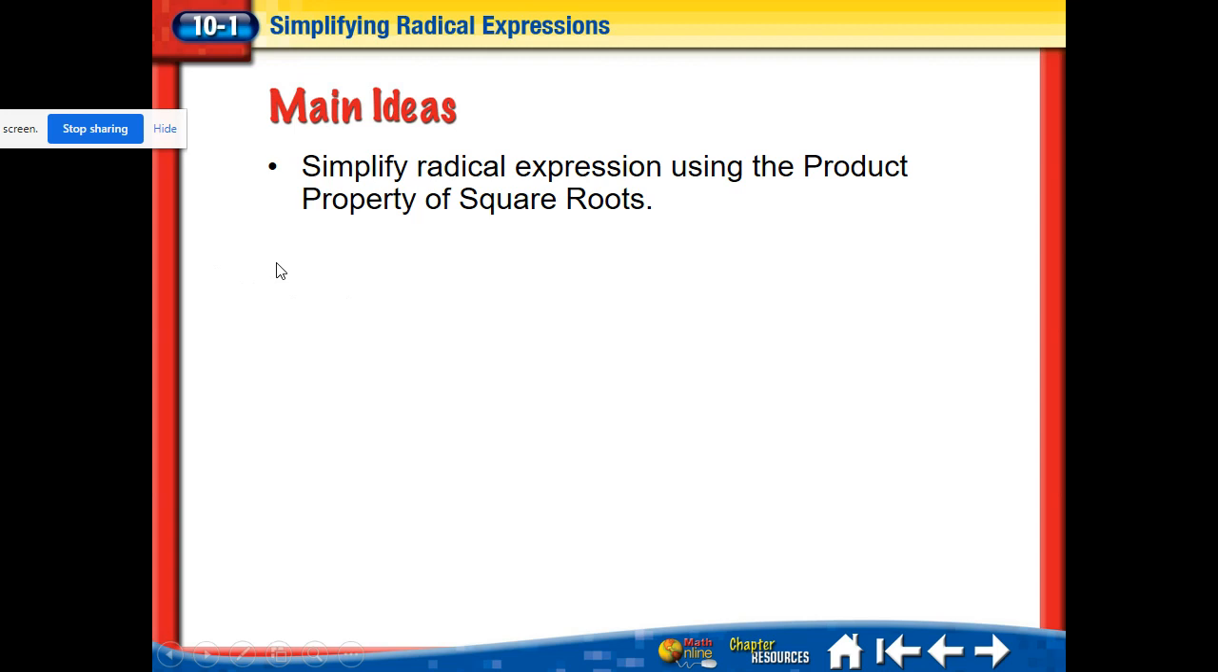Today we're going to be talking about simplifying radical expressions. As we start a new chapter, notice we are on chapter 10. Simplify radical expressions using the product property of square roots.